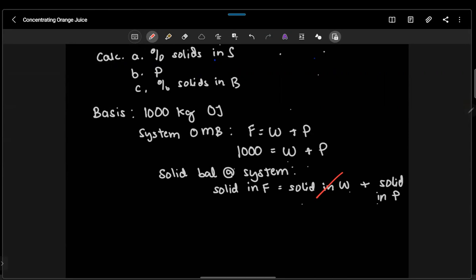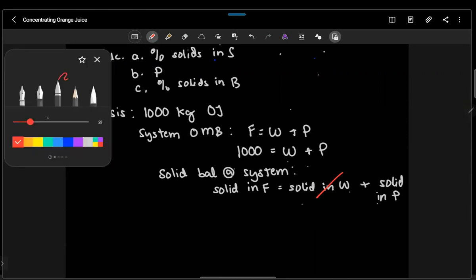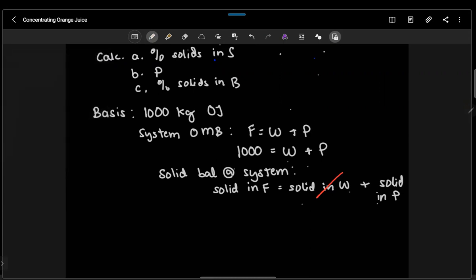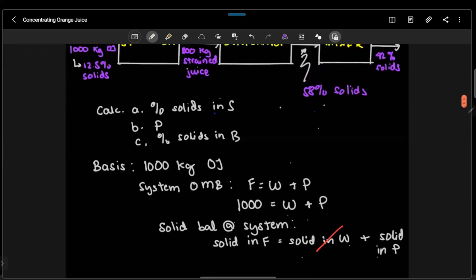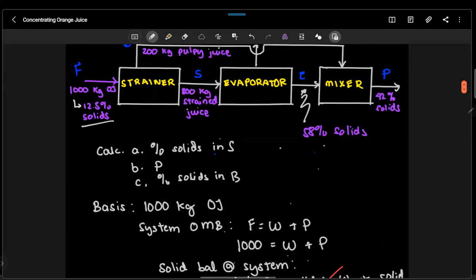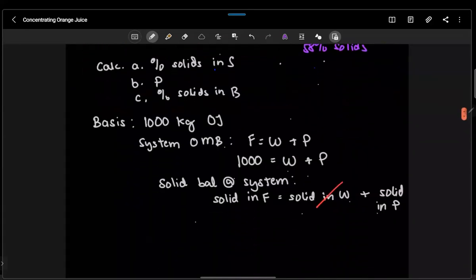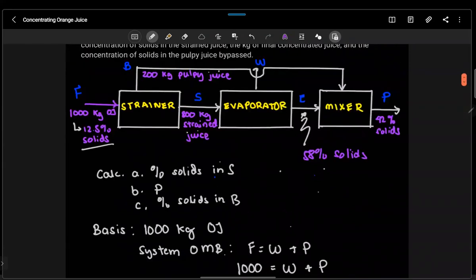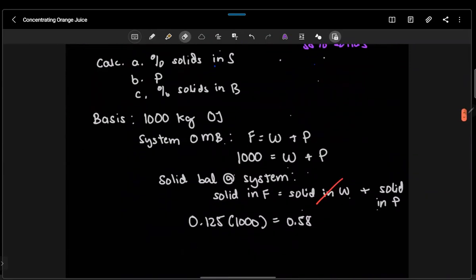Now, yung solids in F, we know the composition kasi nung F. So, the solids in F, okay, kung babalik kayo dito sa diagram, ayun, no, 12.5%. So, that will be 0.125 times F. Okay, but what is F? F is 1,000, right? Equals solids in P. So do we know that? Yes. From our diagram, we know that the composition of solids is 58. Sorry, no, it's not 58. 42 rather. 42%.